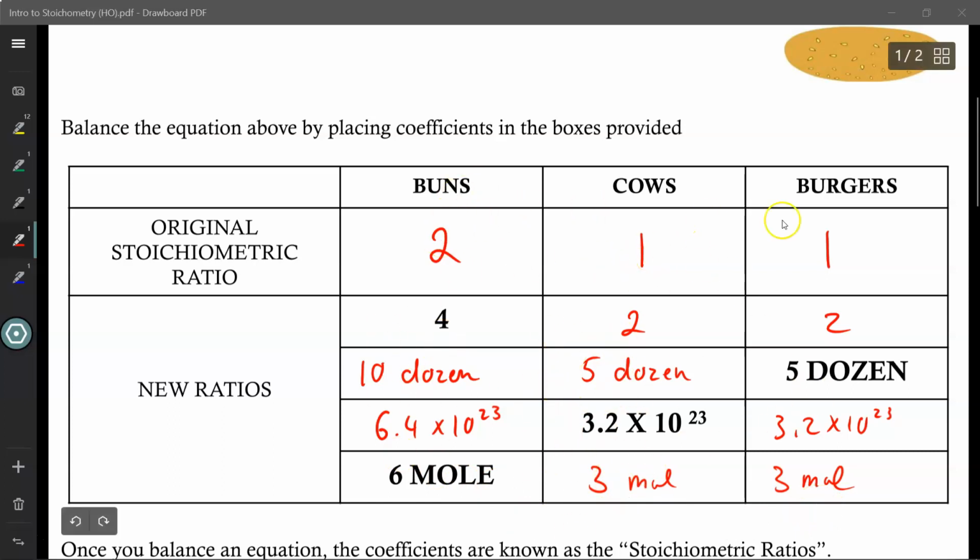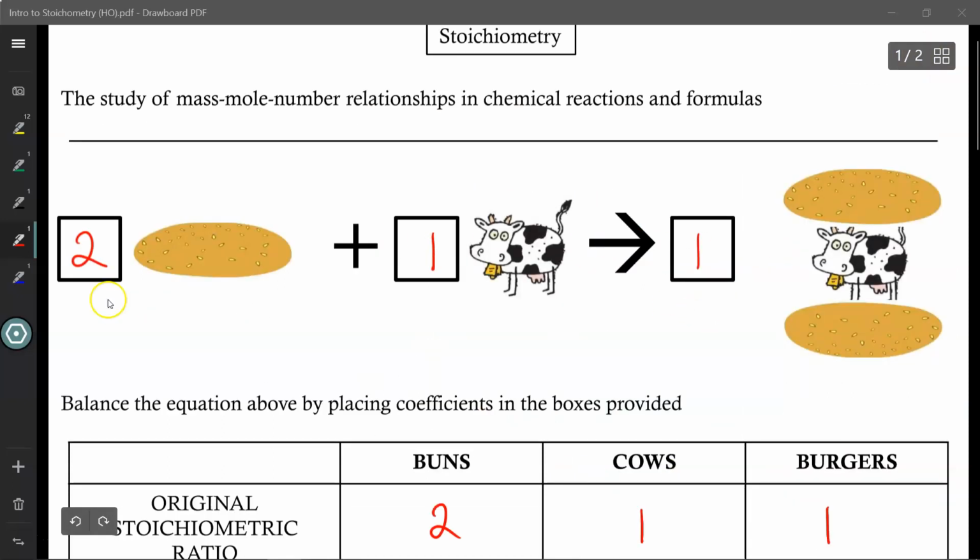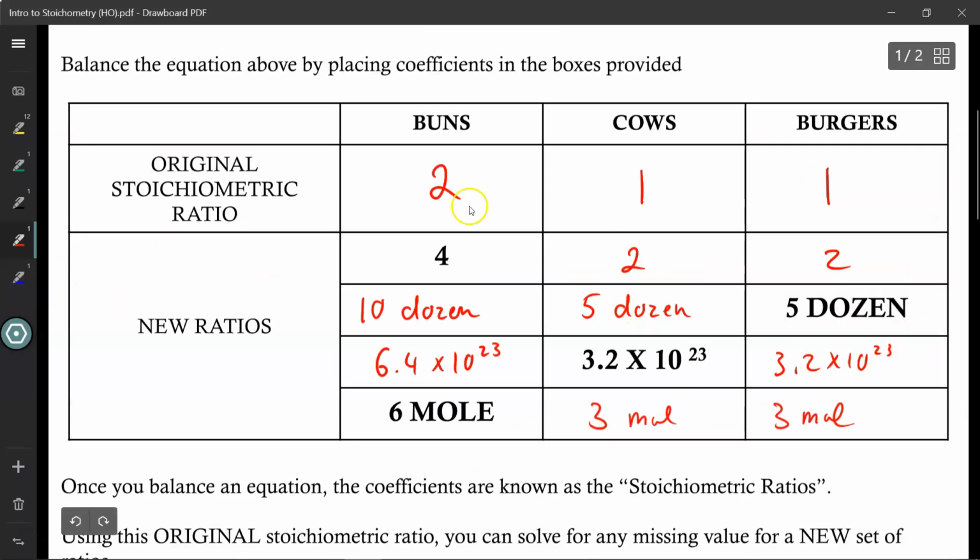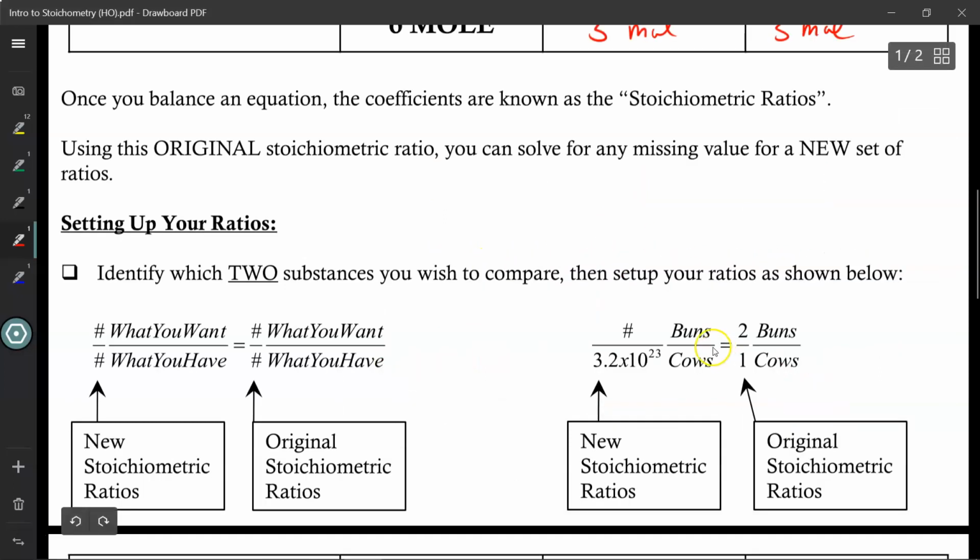So long as you have the initial stoichiometric ratios, which we can obtain by balancing the equation, so long as I give you that initial ratio and I give you another number, you can make predictions on what the remaining values are. So what the new ratio is. Now, when you set up your new ratio, it's important that you keep things consistent. If you put buns in the numerator on this side, you must keep buns on the numerator on that side. Cows in the denominator, cows must be in the denominator. Don't switch things up where you put buns on the numerator, but then on the denominator for the next one. You will not set up a proper ratio that way.